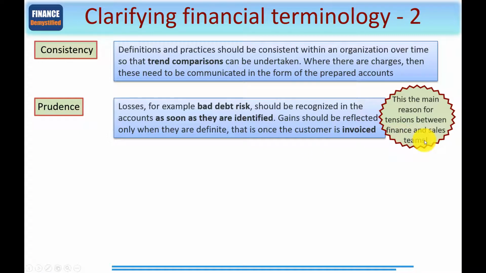Sales teams get recognition for sales made. And directly someone said yes, they wish to buy. The sales team wants it recognised in the records, whereas your finance department will want to follow the best practice of prudence.